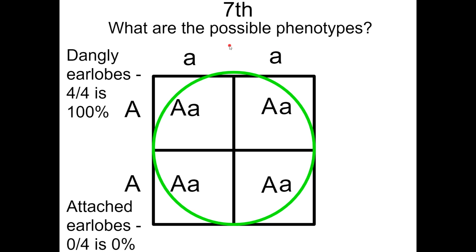And by the way, the letters are arbitrary. It doesn't matter what letters you use. I would discourage you from using an X, and you'll see that later when we get into sex-linked Punnett squares, or a Y for that matter. But anything else is fine. Attached earlobes, they will have 0 out of 4 times, or 0% of the time. So that is how you do a Punnett square.